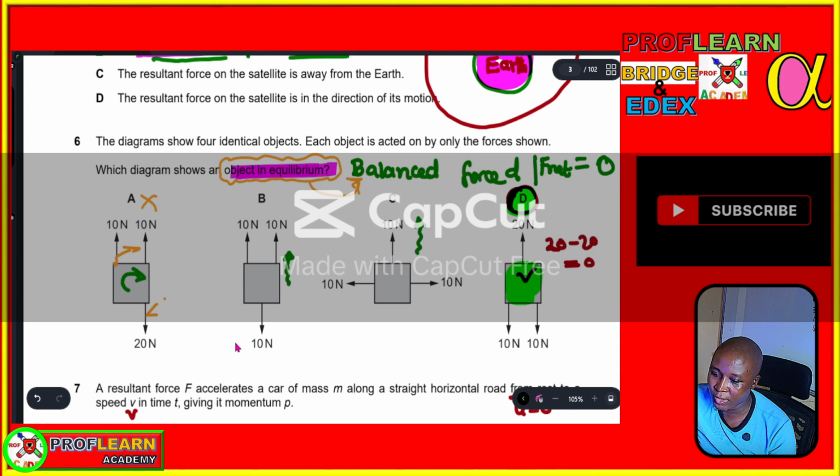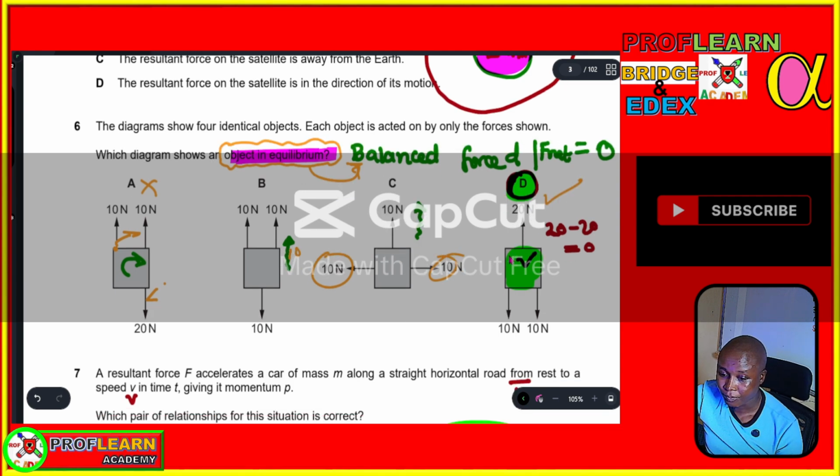Upward forces here are 20, downward forces here is 10. So the object is going to experience an upward force of 10 newtons, and this one also is going to experience an upward force because this and this one will cancel out. So the only object that is at balance is this one, which is at equilibrium.